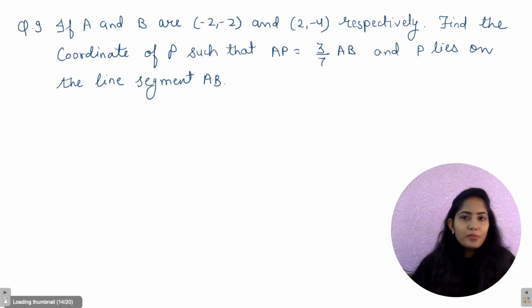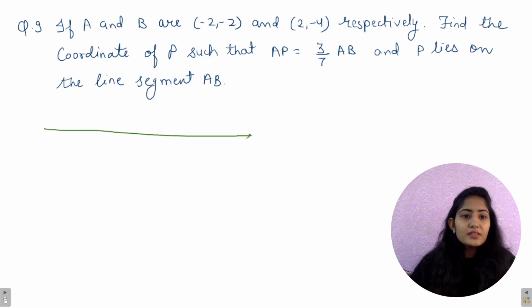So another important question is here. If A and B are (2, minus 2) and (minus 2, ...) respectively, we have to find the coordinate of P. So okay, AP is 3:7. So very easy, you have to do this. I'm just explaining this question and you have to do it. Okay, so this is homework for you.